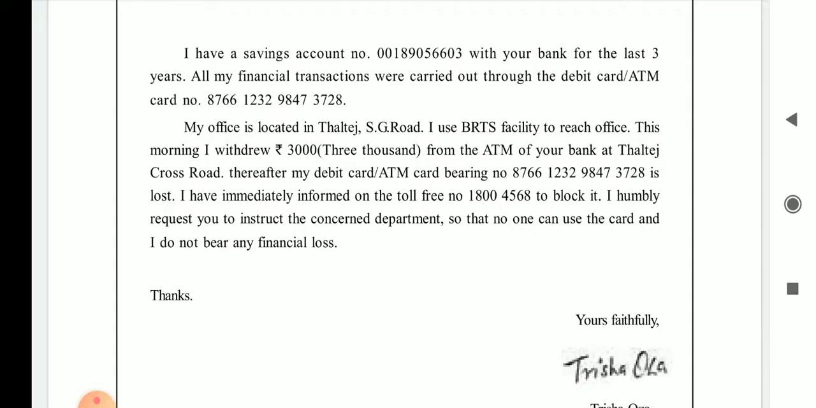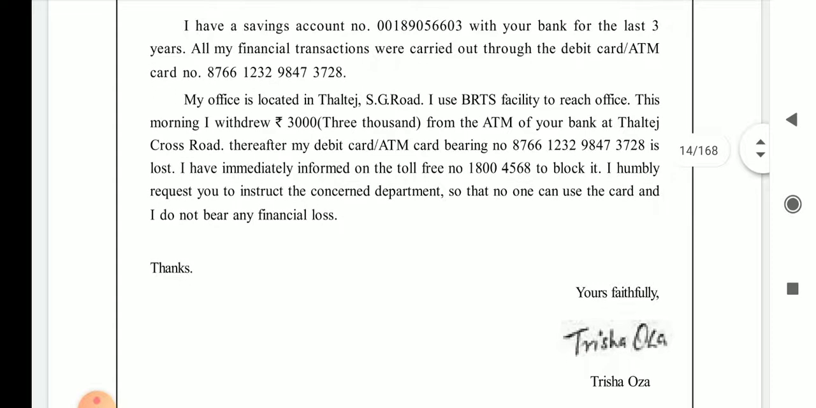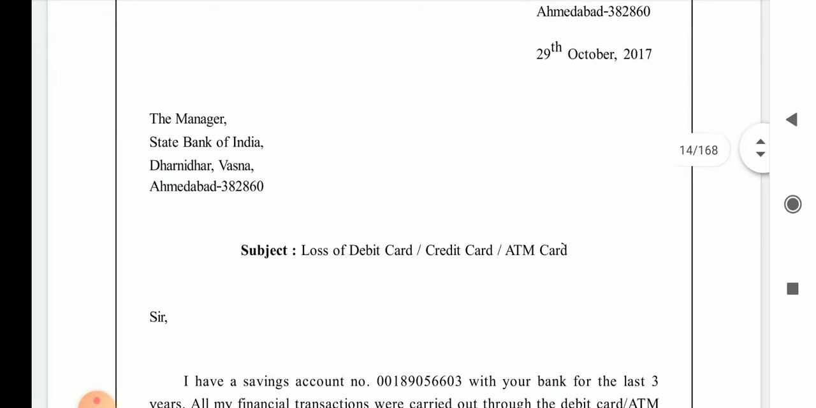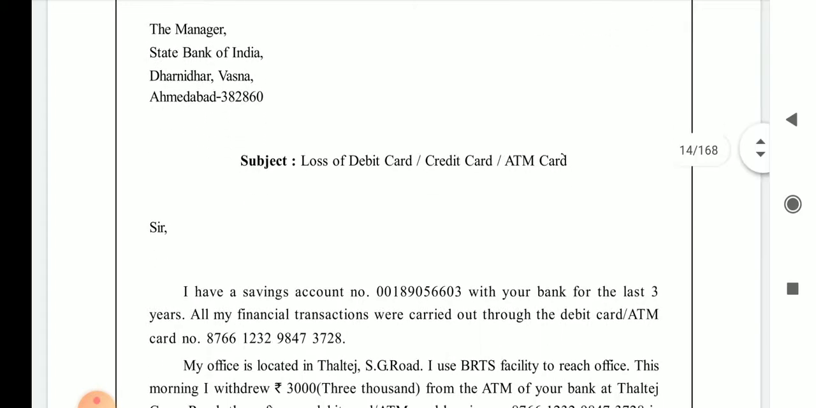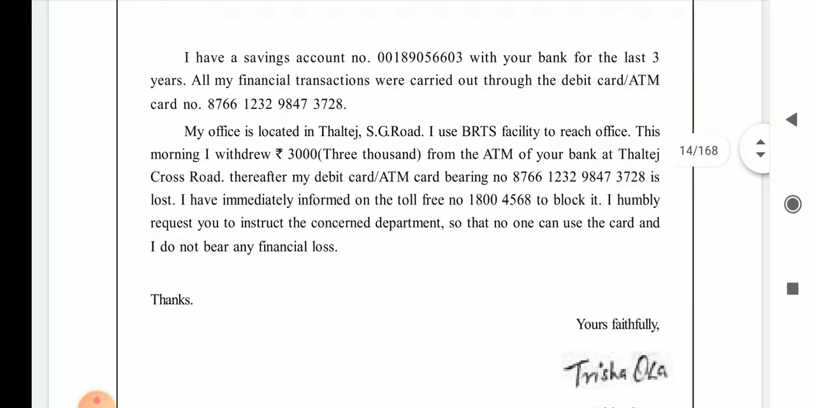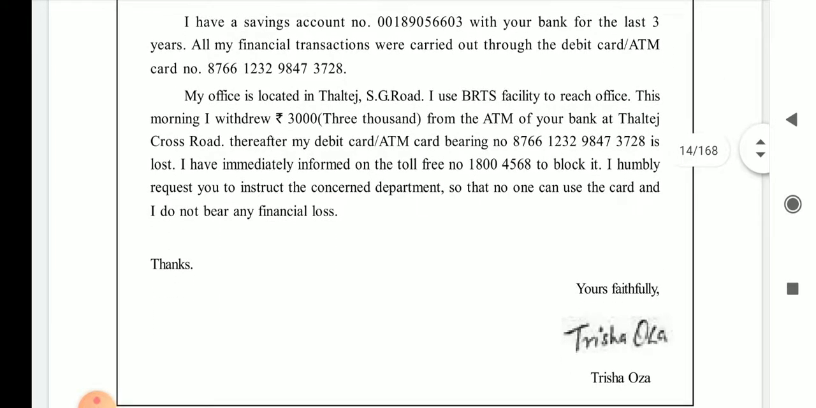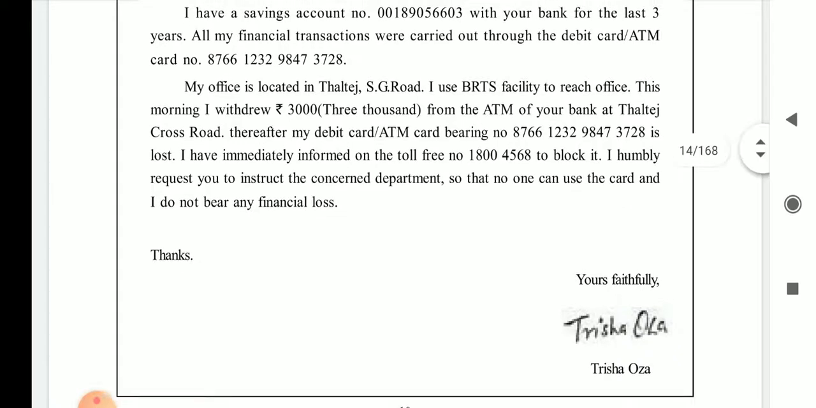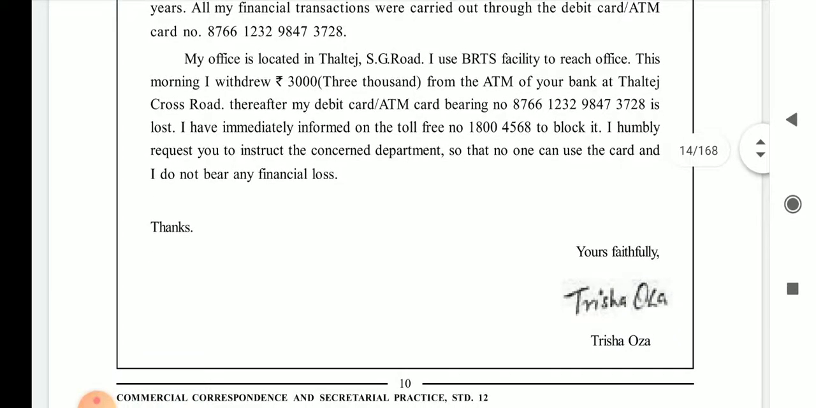This morning I withdrew rupees 3000 from the ATM of your bank at Thaltej Crossroad. The lady told that today morning, that means the 29th October 2017, when she was going to the office, she withdrew rupees 3000 from the bank ATM at the Thaltej Crossroad.